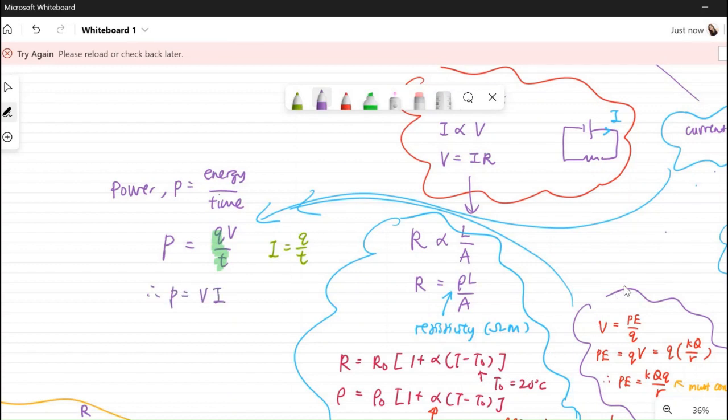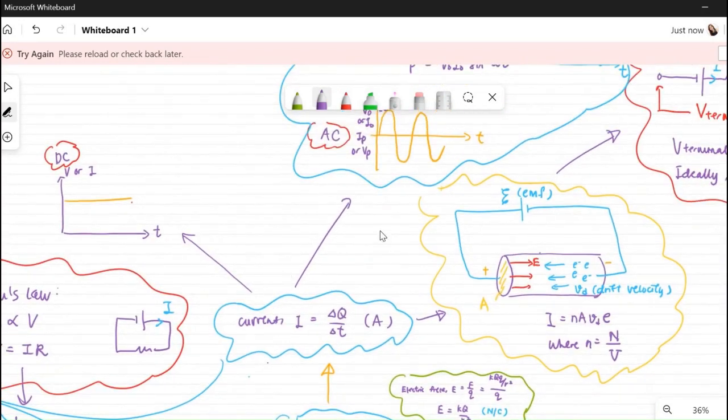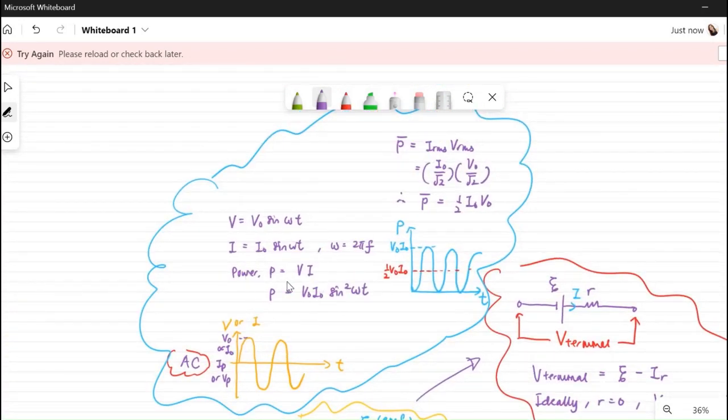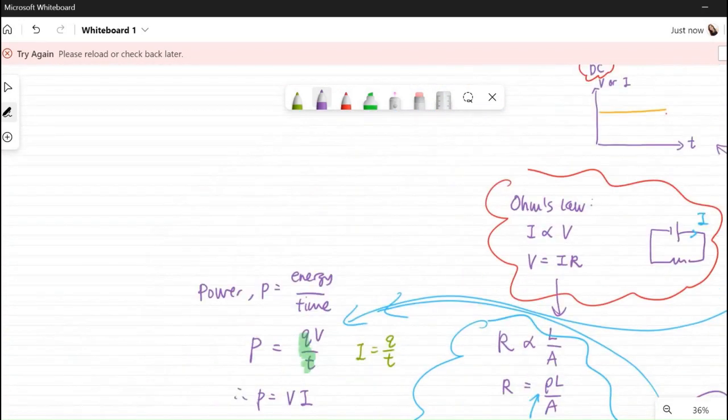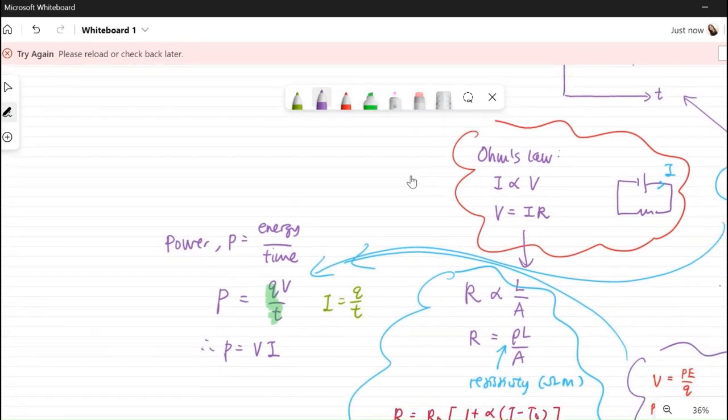So that's why in an AC source, the power is defined as a product of VI. Okay, so that is how you get the power. So these are the power terms.